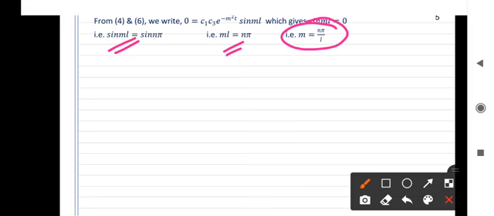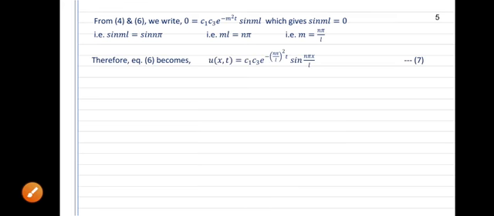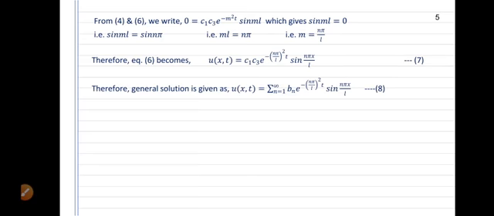So you have to replace m with this result in equation number 6. With this you have introduced the integer n. So for different values of n you will get different solutions. So we get a series of solutions which is written as u of x,t is equal to summation n from 1 to infinity bn, where bn is nothing but c1 c3. So bn into e raised to minus n pi by l bracket square t into sine n pi x by l.